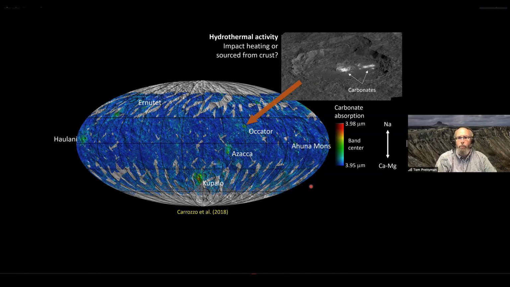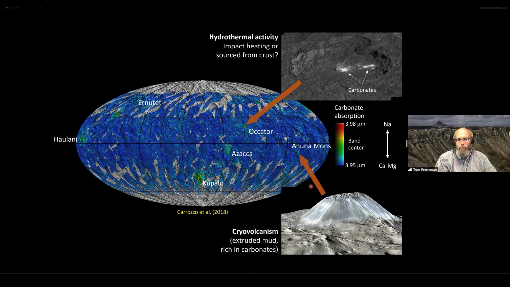So just making the rounds on the sodium carbonate deposits, these are bright features or faculae. You have hydrothermal activity occurring in Occator, which could have been by impact heating, or brine sourced from the crust. You have extruded cryomagmas on the surface, such as Ahuna Mons. And you also have fresh impacts that reveal structures that might be brine plumes.